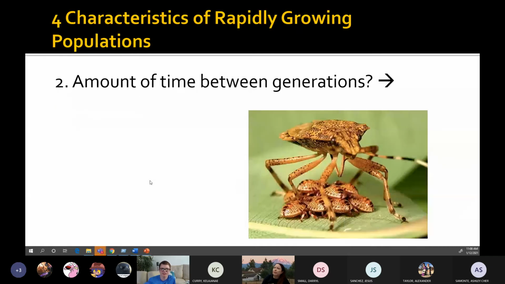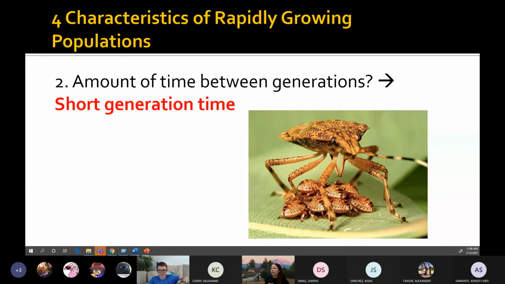Number 2 on there, the amount of time between generations. Freaking stink bugs. I hate these things. Short generational time. Generation like kids, parents, grandparents, great-grandparents.